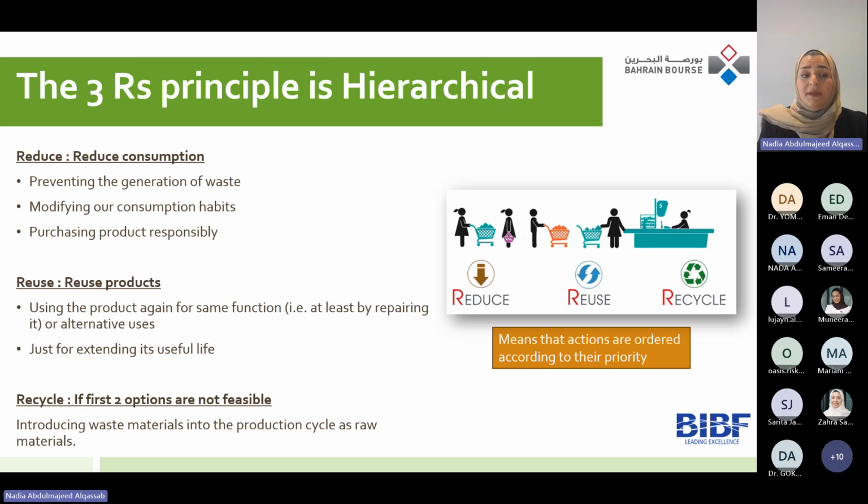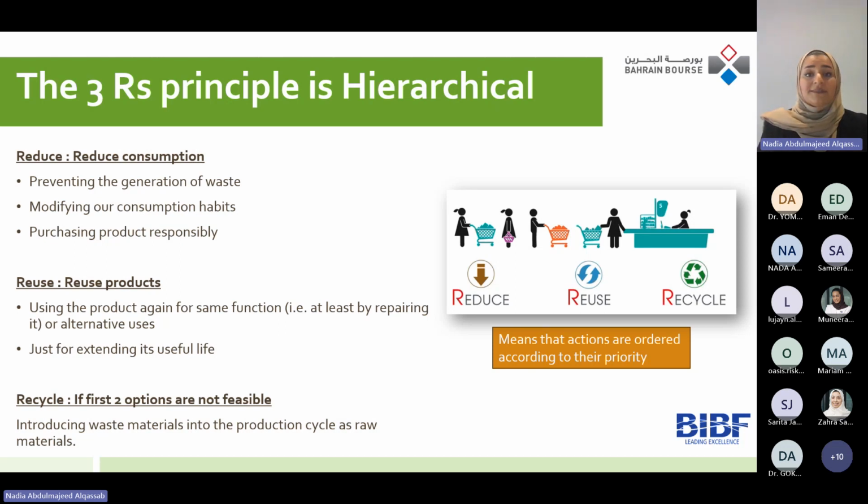So coming back to circular economy, purchasing products responsibly is part of our responsibility as sustainability-aware citizens, okay? Then the second concept is reuse. We have to reuse the products. We have to use them again for the same function, or we just extend their life, okay? Again, this can happen when you redesign it in a more meaningful way.